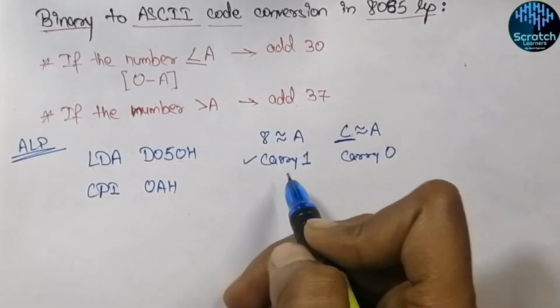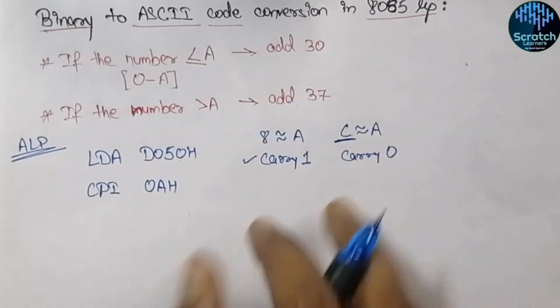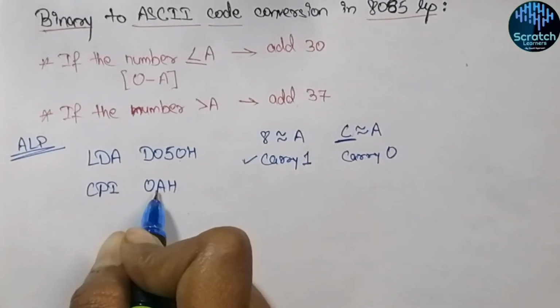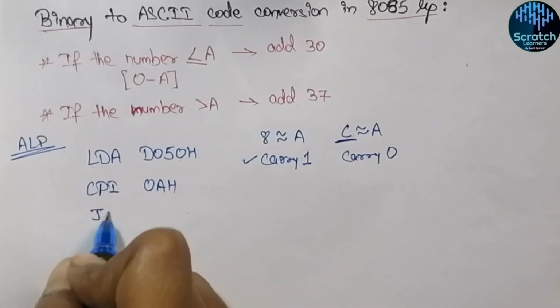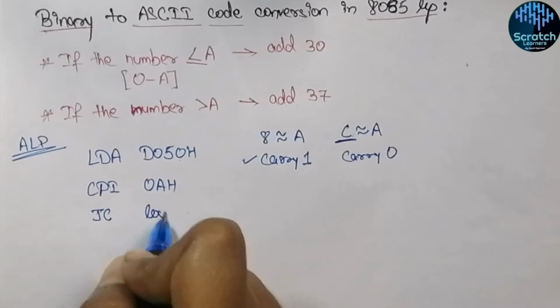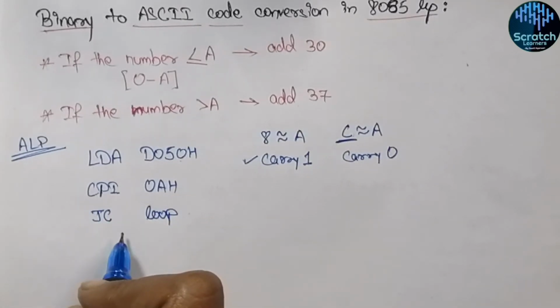Alright, so now we need to write different statements for these two results. That means after comparing the input with 0A hex, we will check whether a carry is generated or not. So we will use the jump if carry instruction, which jumps if a carry is generated.